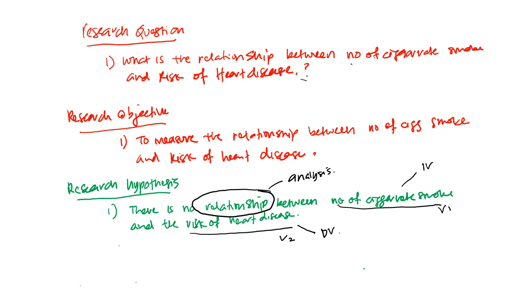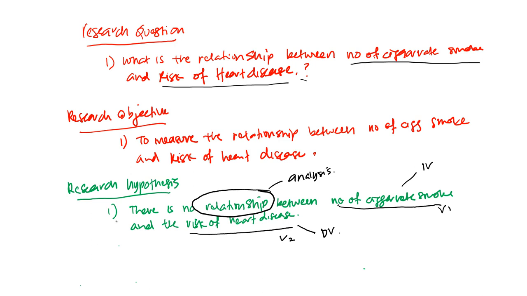So remember kita tengok sini, there is a variable dekat sini, and kita nak measure relationship. This is a research question. Research objective sama juga. Benda yang sama, I translate to measure. Daripada what is, we want to measure. So we want to measure the relationship between number of cigarette smoke and risk of getting heart disease.